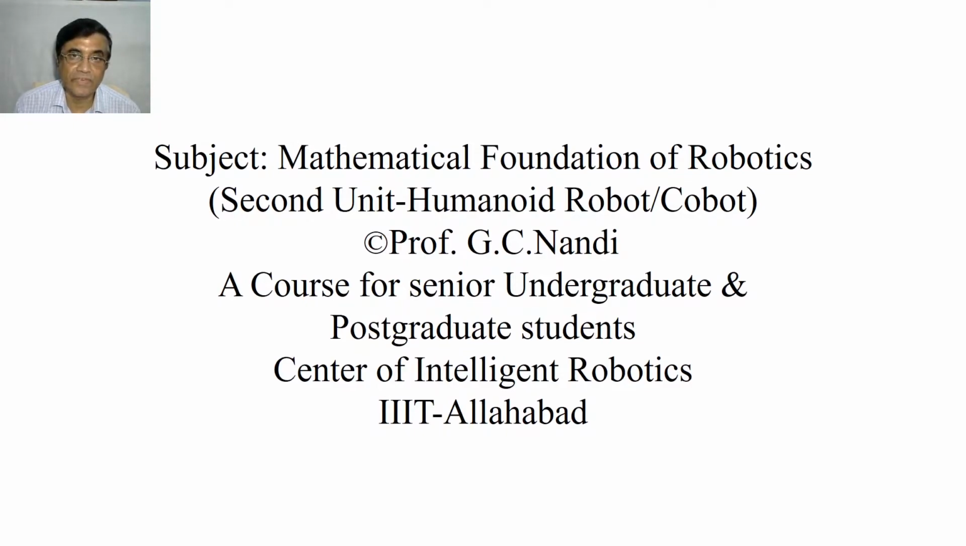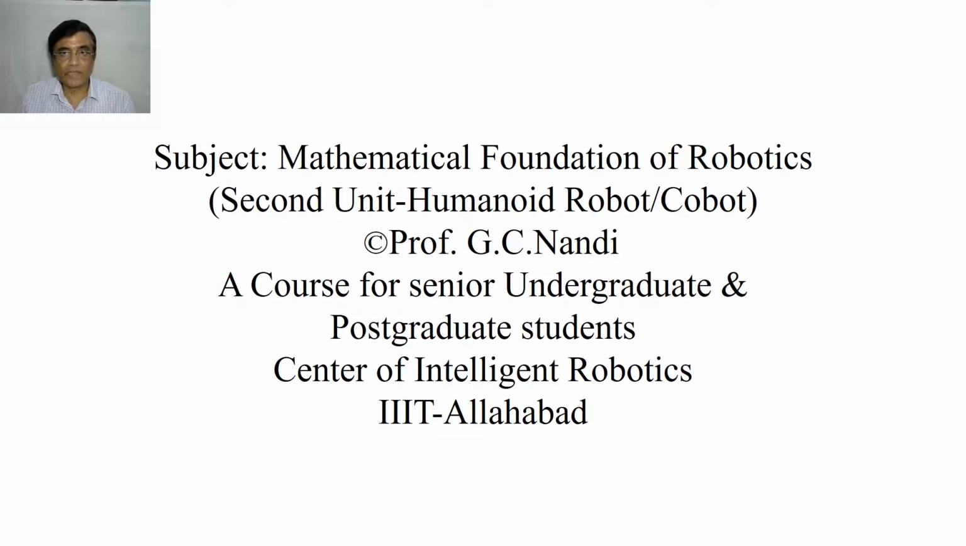So, you have started watching video lectures on mathematical foundation of robotics, and in the second unit, we are learning how to model humanoid robot or cobot. They are not exactly the same as industrial robot, because to have extra dexterity and other issues, they normally do not follow Piper's recommendation. And as such, getting closed form kinematic solution, in terms of E and 2 function, cannot be guaranteed in case of humanoid robot and cobot.